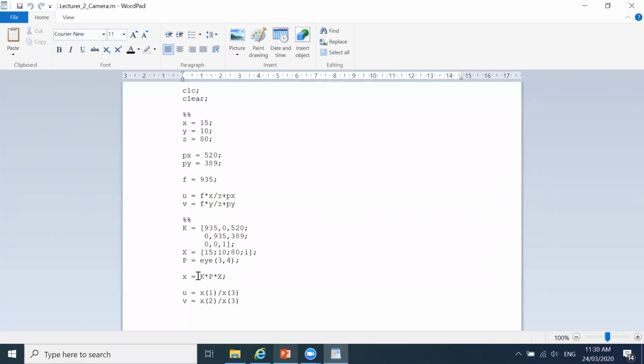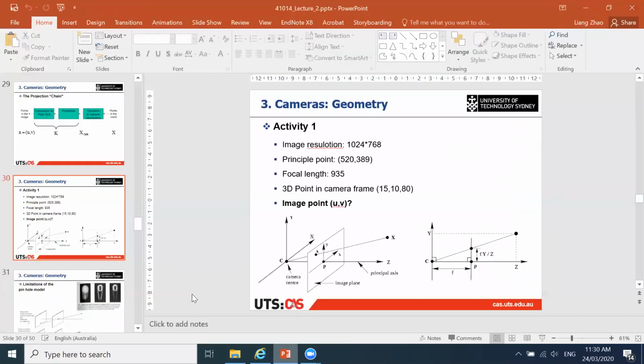And we multiply them together to get a small x, but that small x is still a homogeneous representation of a 2D point. Then you need to convert it into a normal 2D point UV by using the first element divided by the last one and the second element divided by the last one, right? So those are the two ways of doing that, in the case that the 3D point is in the camera frame. And those two methods are both for the central projection with the principal point offset. All right, so do make sure you know how to do this projection, please.